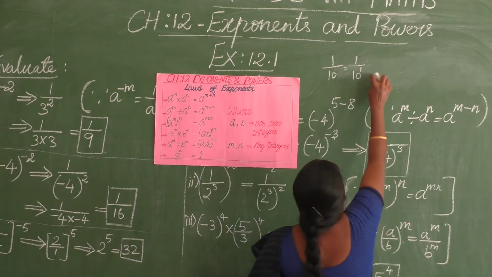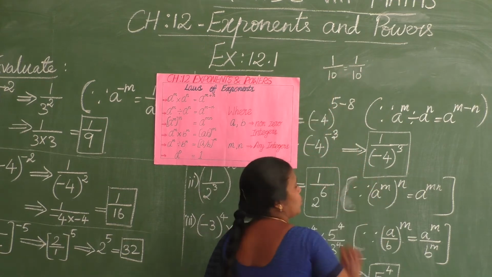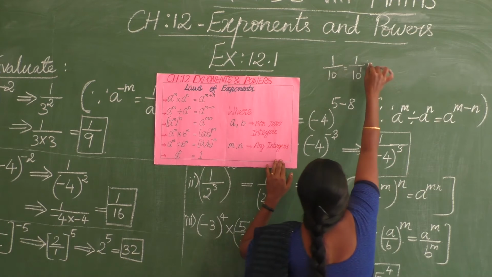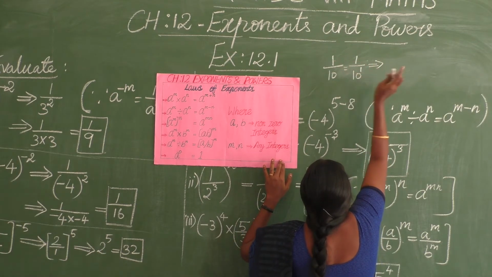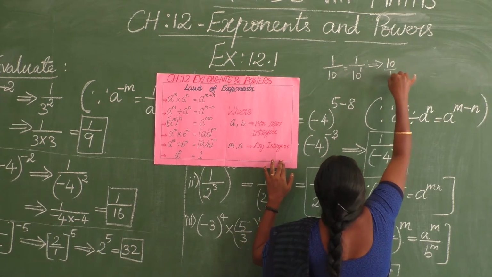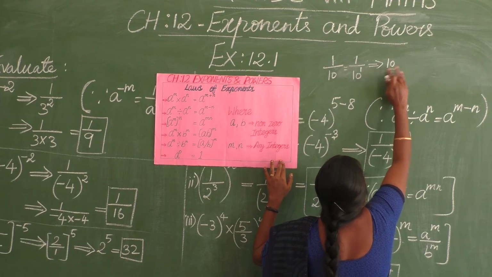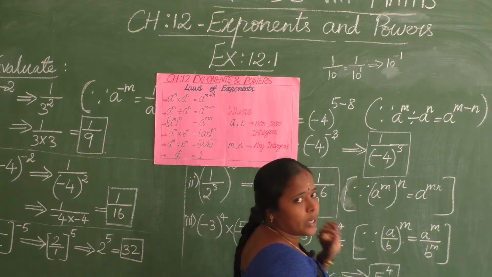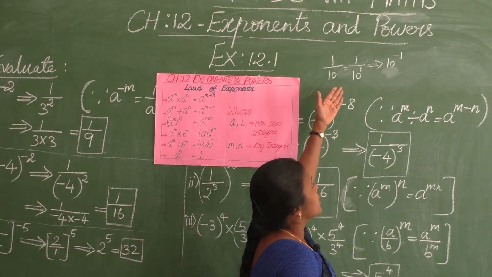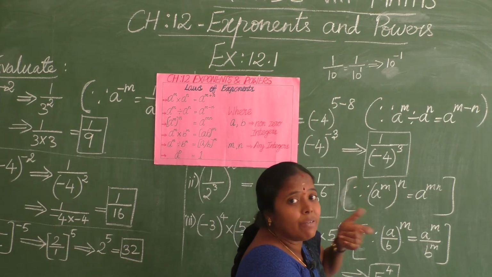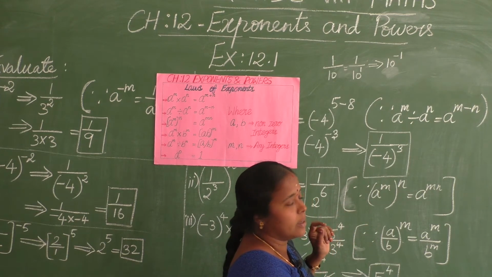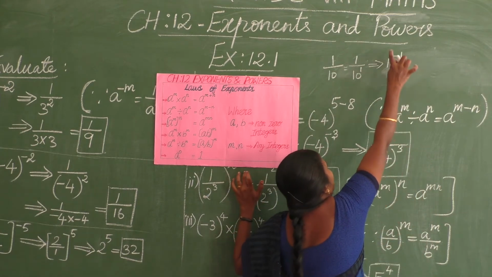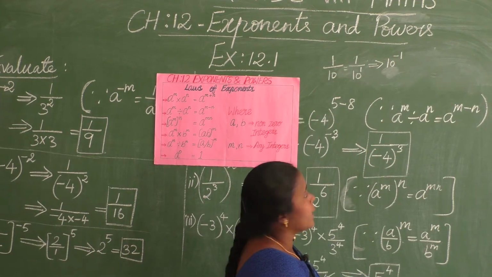Suppose this fractional form I don't need. I want it in the whole number category. In which way can we write it? At that time, this 1 by 10 can be written as 10 by 1. Denominator not needed. So 10 power minus 1. Understood, children? What I am trying to tell? Powers with the negative exponent I am trying to explain here. How can that be written?